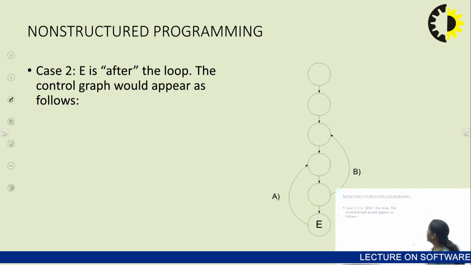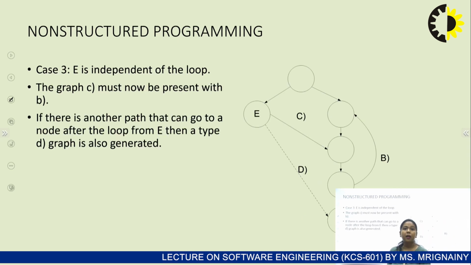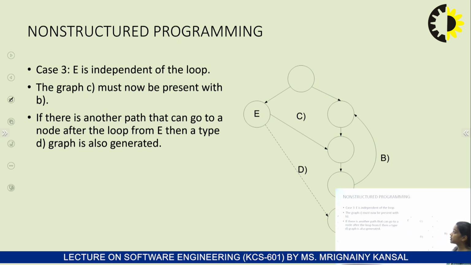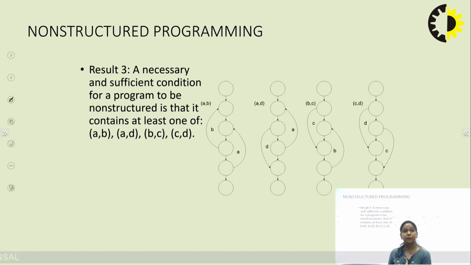Next is E is after the loop. How? E is after the loop will control which graph appears at first. Next, E is independent of the loop. The graph C must now be present. If there is another path that can go to the node after the loop E, then D will be the graph generated by this. This is the complete notation explained here: there are different cases on the basis of the given graphs.